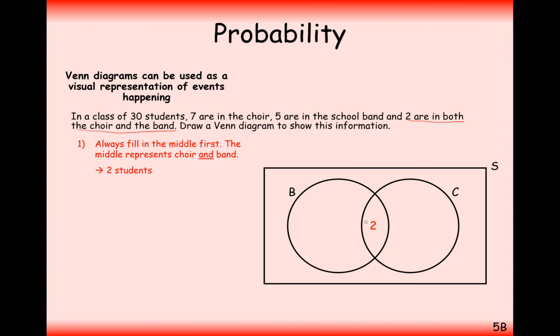Now for the band here, let's do the band first. We've got 5 students in total. 2 have already been accounted for when we filled in the centre of the intersection here. So we've got 3 students to fill in here, so that the total circle for those who play in the band equals 5. And for those who play in the choir, we need 5 here because we want 7 in total who play in the choir. So it's 5 that goes in here. Okay, we have 10 students that have already been accounted for out of a possible 30, so we've got 20 students that are not inside any of the Venn diagram circles.